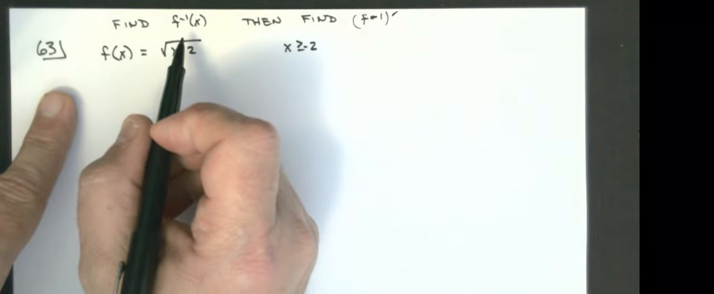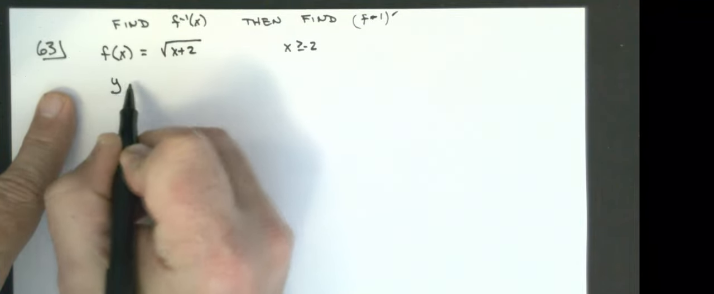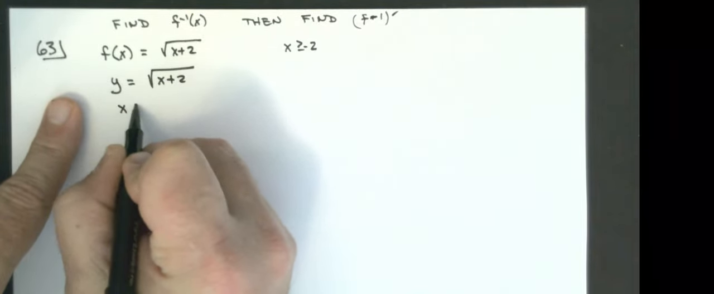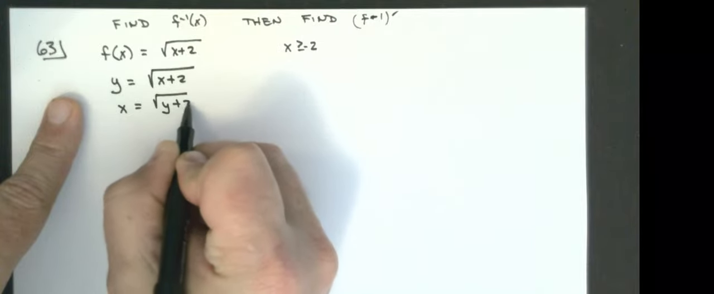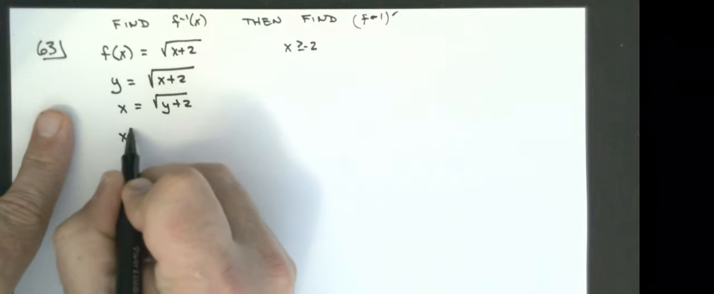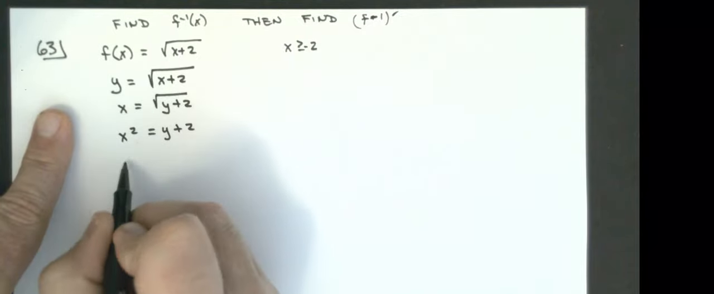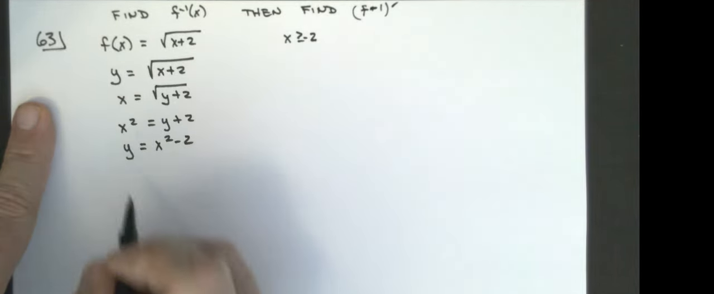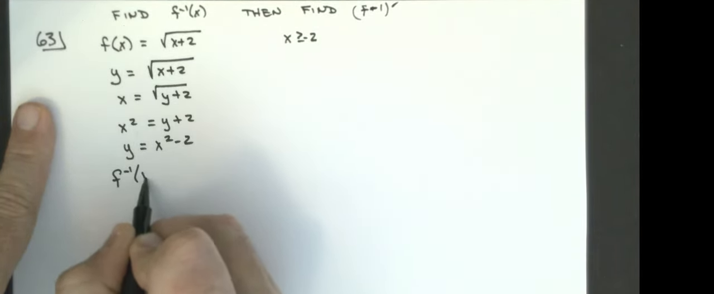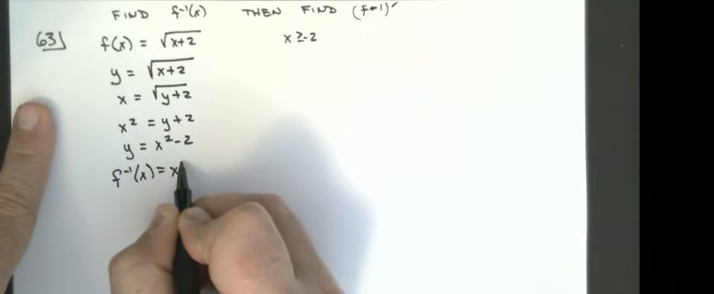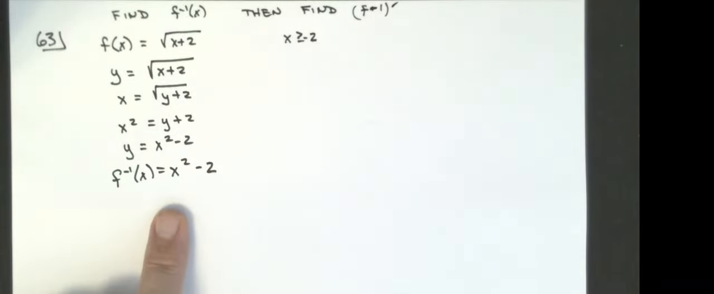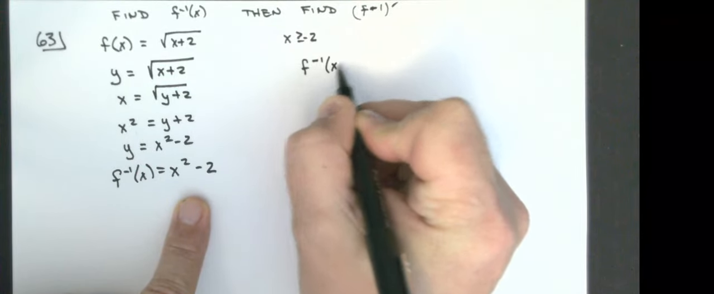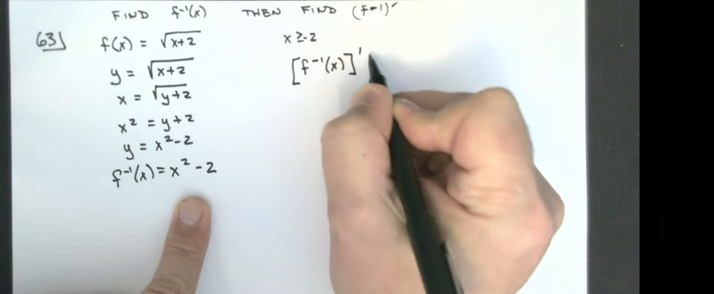Step 1 says to change f of x to y. Swap the x and the y. Solve for y. That gives x squared minus 2. Then change y to f inverse of x. Now I want to take the derivative of this. Two x.